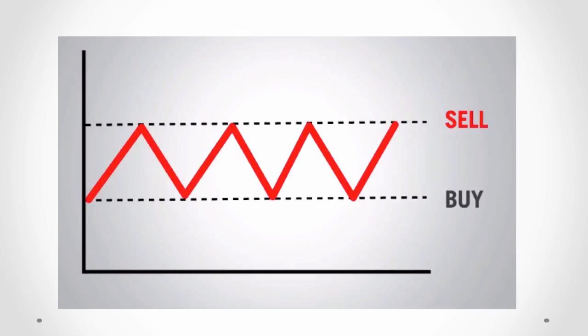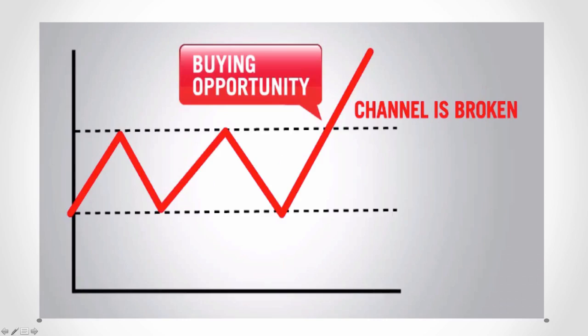So the first type is within the range. You buy when it comes to support, put the stop loss underneath, and then sell it when it's close to your resistance. Another way is the buying opportunity when the channel is broken. Once it's broken, you will continue.